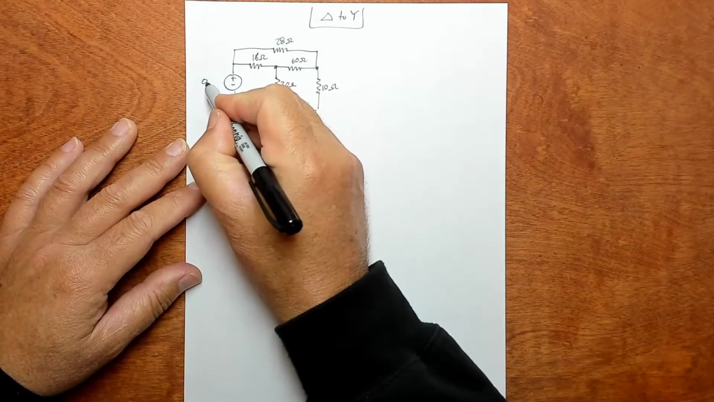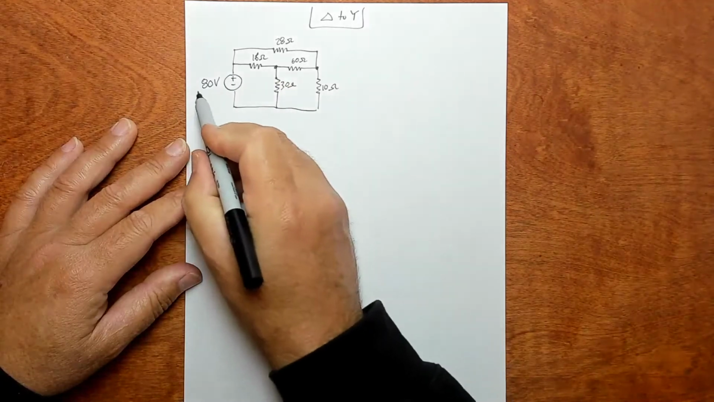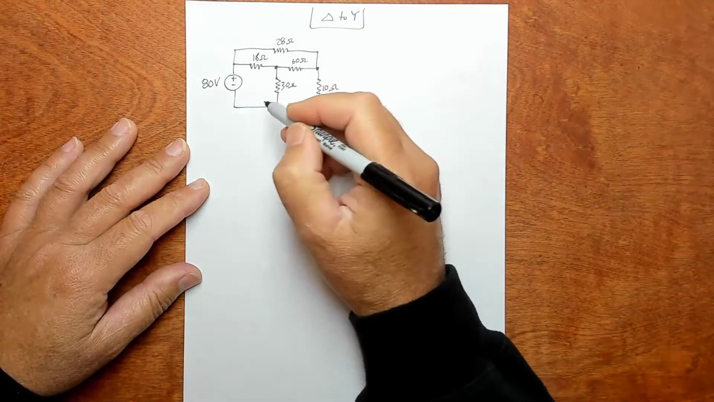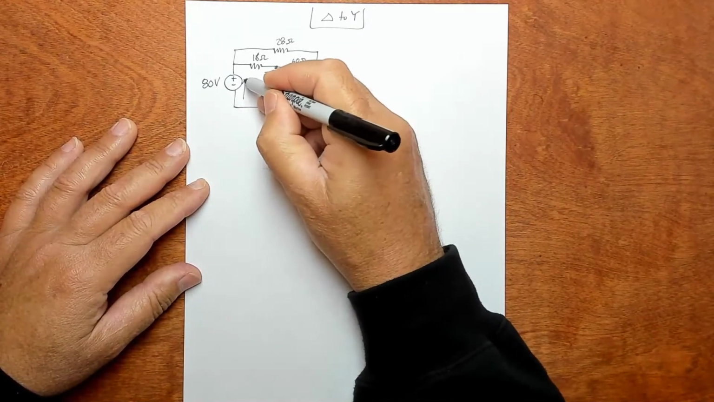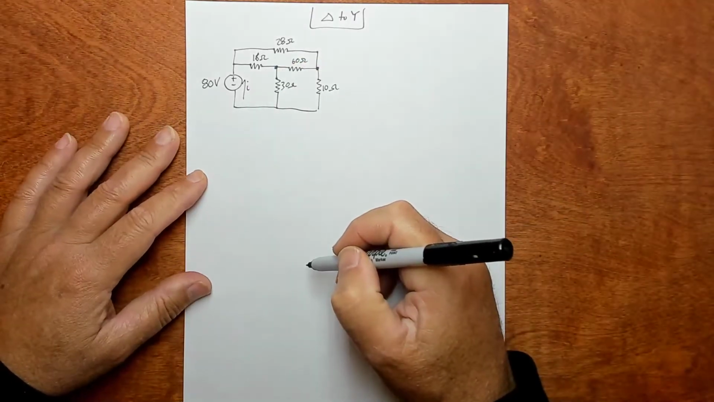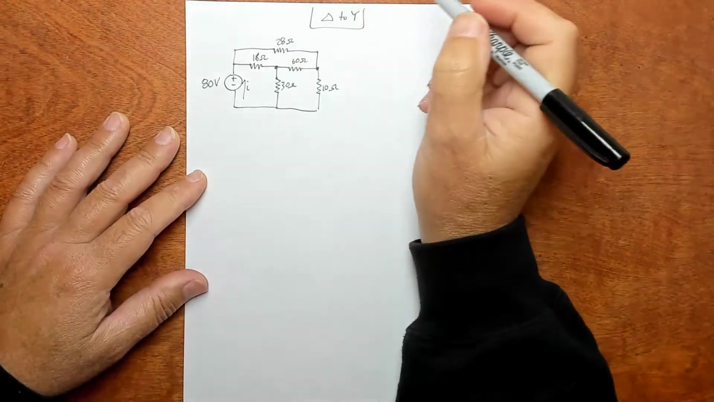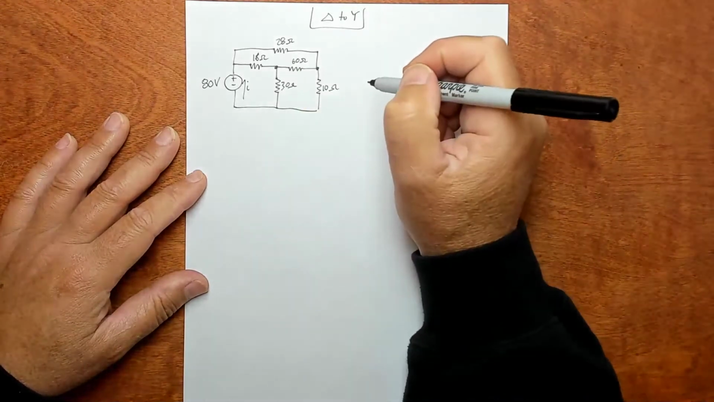an ideal voltage source. This guy puts out 80 volts all the time, and it has a current through it, I. And there's some deltas in here and there's some Y's in here.